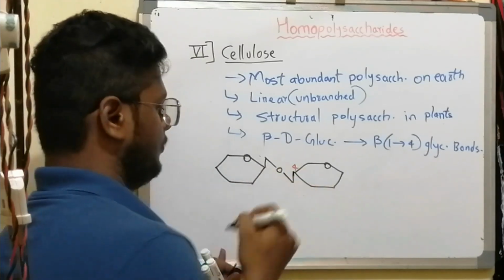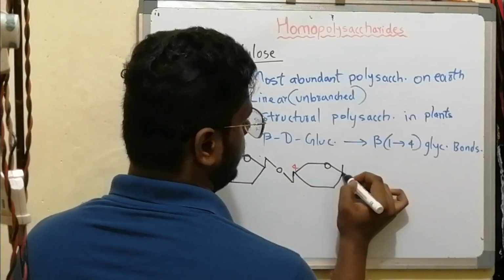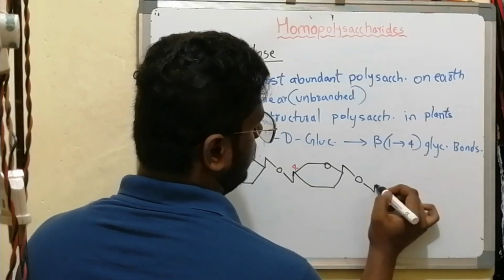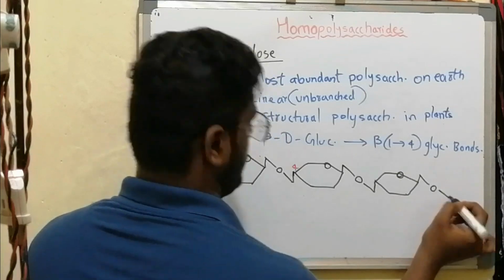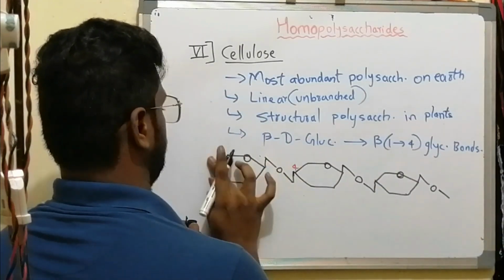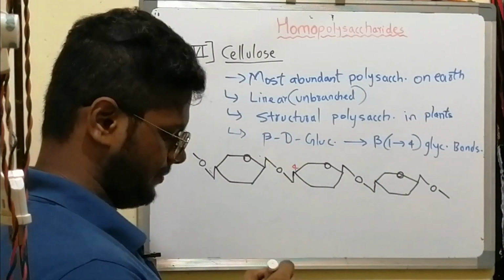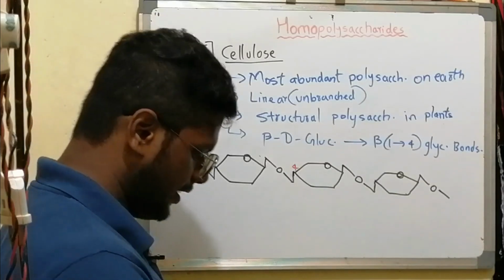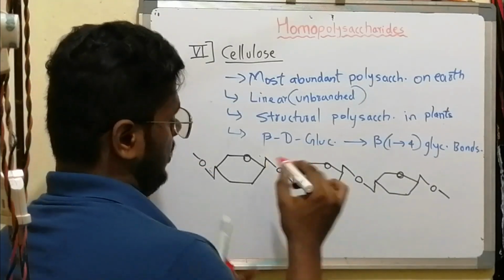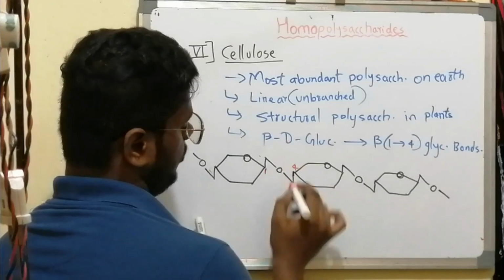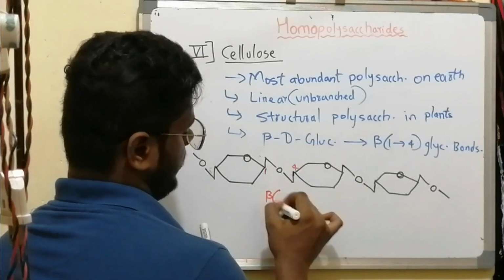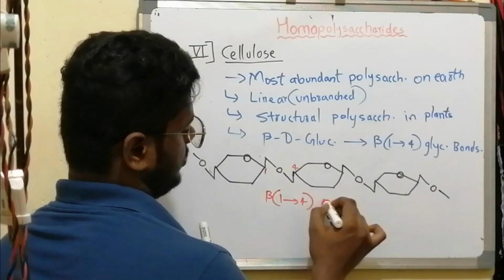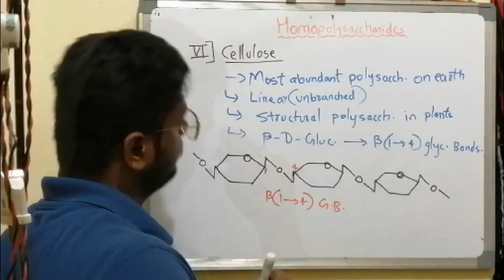right? And similarly, lots of beta bonds, and the chain continues, right? This is the structure of cellulose. This is C1, C4. So it is a beta 1,4 glycosidic bond, right?